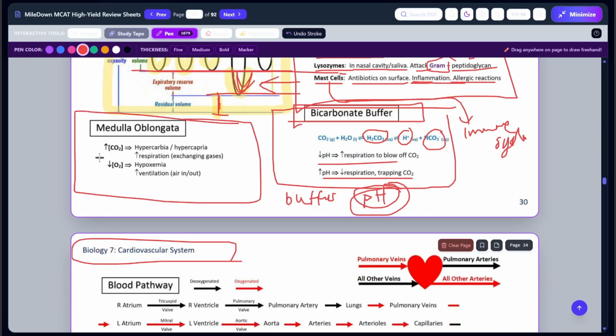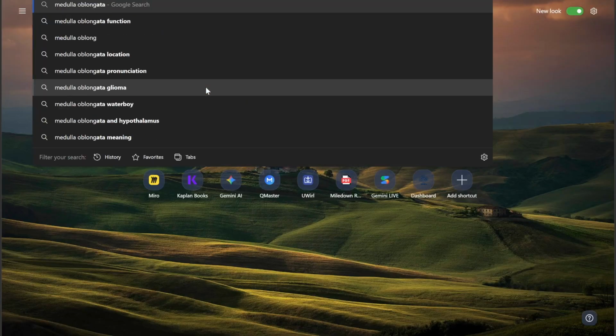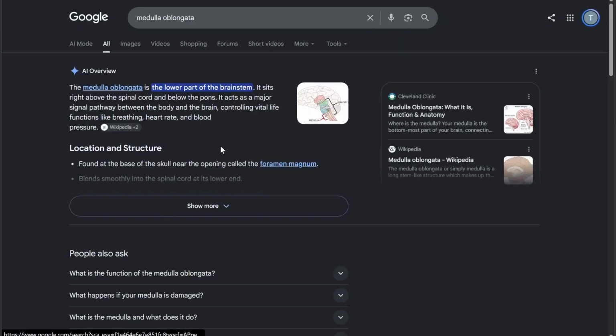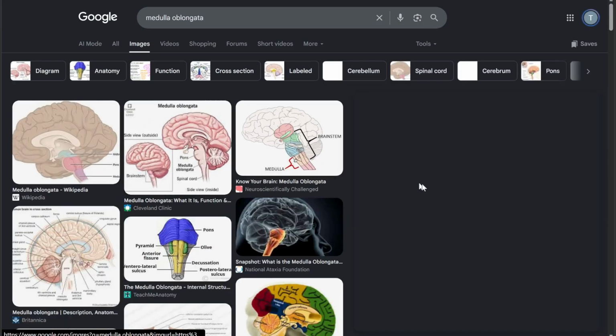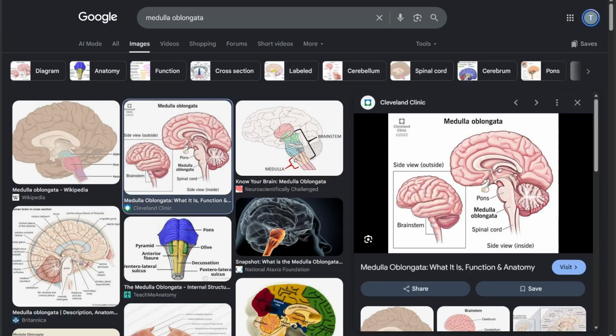Medulla oblongata: increased CO2 is hypercapnia, which increases respiration and exchange of gases; low O2 is hypoxemia. I'll explain this with a picture so it's better. Essentially, how I like to show it is the medulla oblongata. It's part of your brain. I should see a picture of the brain come up. Yeah, it's part of your brain stem more specifically, and it houses your primary respiratory control center, and it constantly monitors other stuff too.